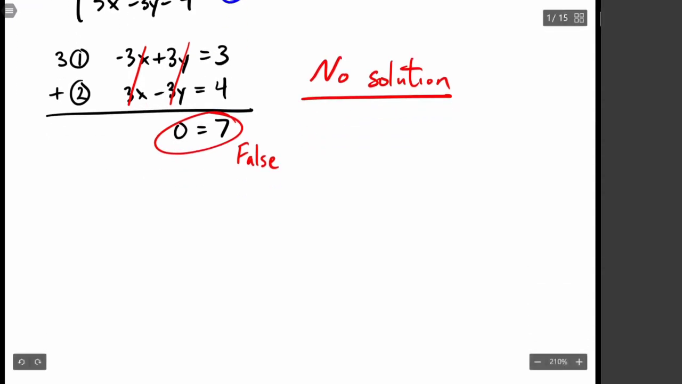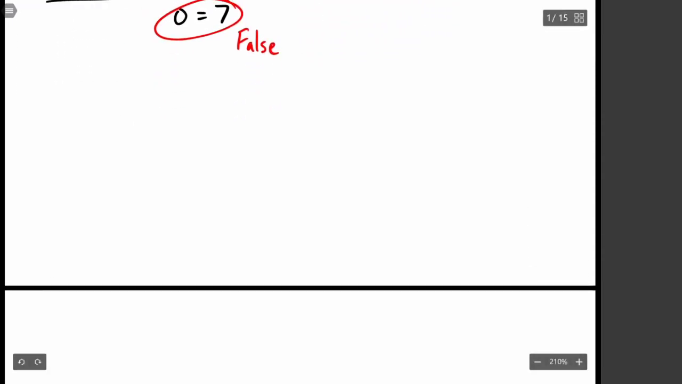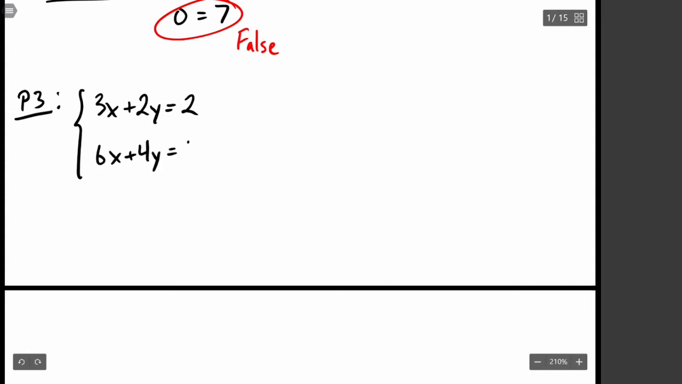Well, let's do an example and see, at least algebraically, what's going to happen. So P3. Let's see here. We got 3x plus 2y equals 2, and 6x plus 4y equals 4. So again, equation 1 and equation 2. I like doing this. It'll be a nice bookkeeping method.